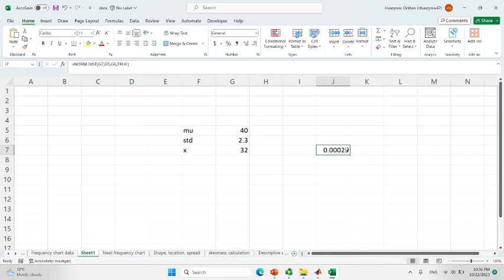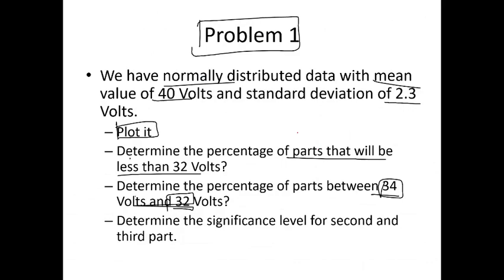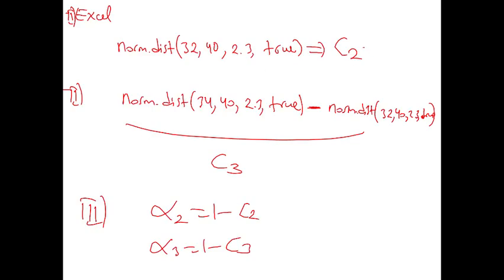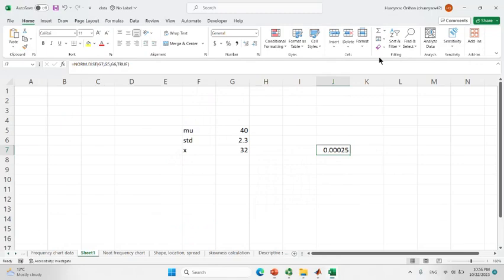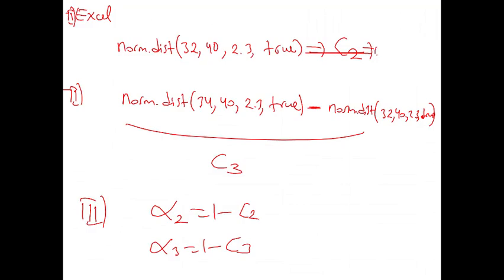Okay, it shows that it is 0.00 something, and what it means is that the result here is 0.025%, which is a very low number.